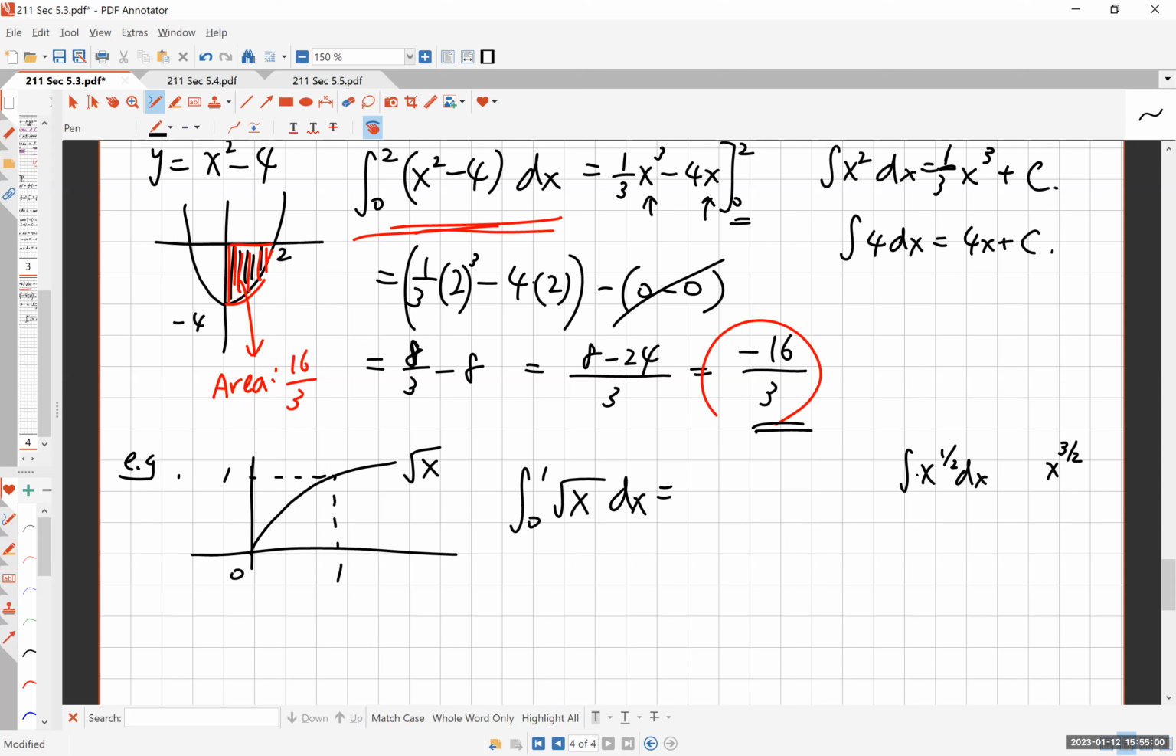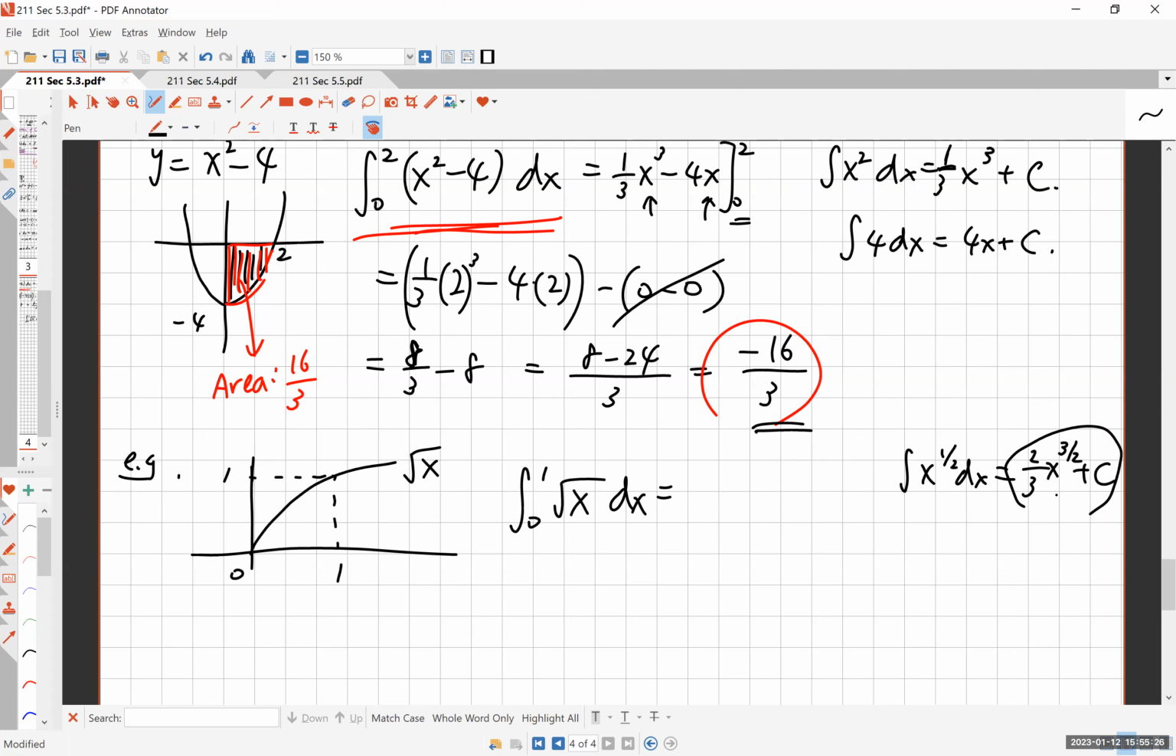Now check this out. Make sure when you differentiate this, you get x to the 1/2, and you do, because it's 2/3 times 3/2 times x to the 1/2 power. 2/3 and 3/2 cancel each other, giving you x to the 1/2 power.